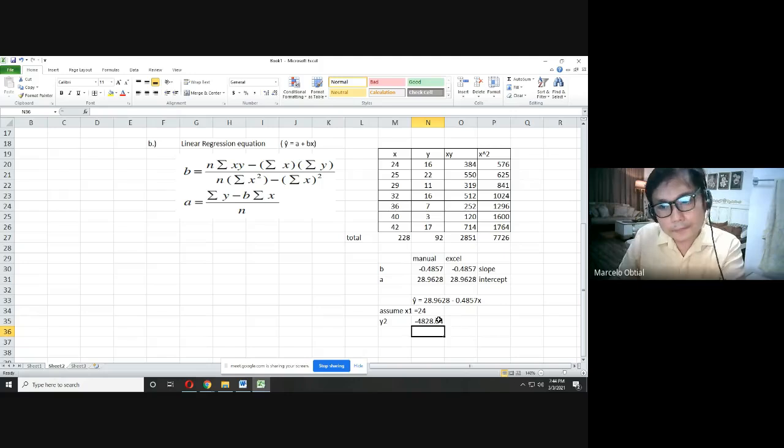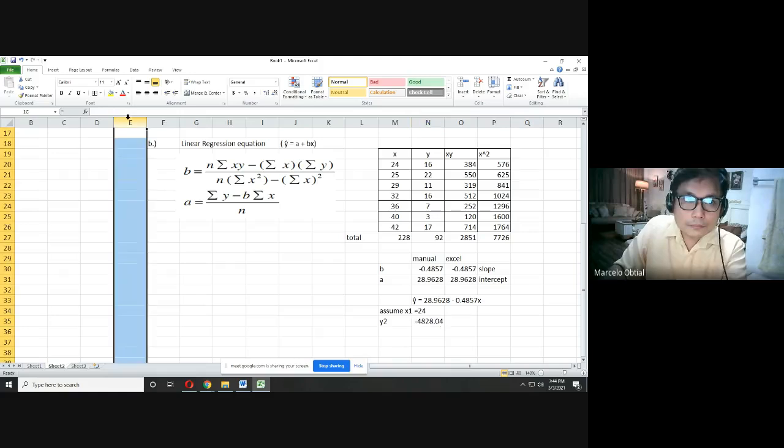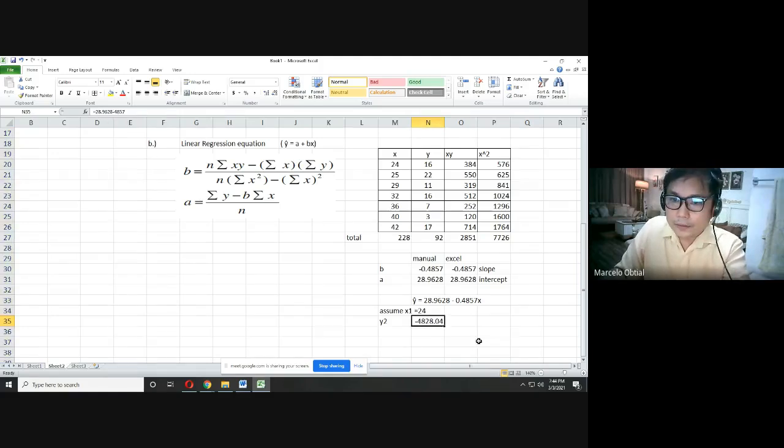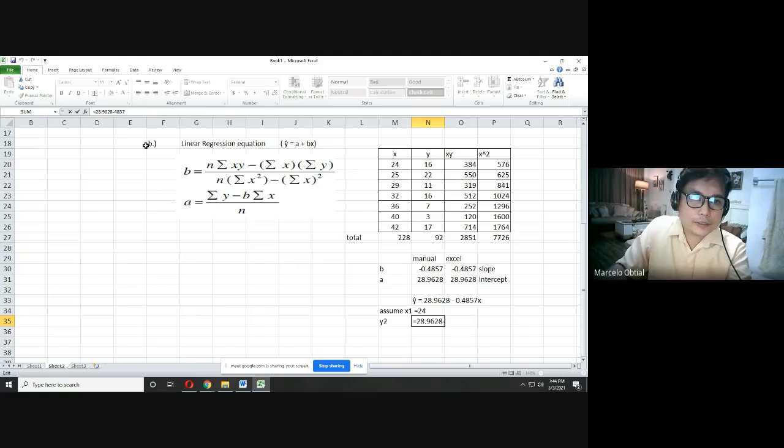Times... if you make a mistake, just click that cell, then go to the command bar at the top. Times our assumed value of 24. You can assume 23 if you like, but we take the maximum, so whatever is the smallest value given here, that should be our maximum. You can go as low as 5 or 3 if you want.